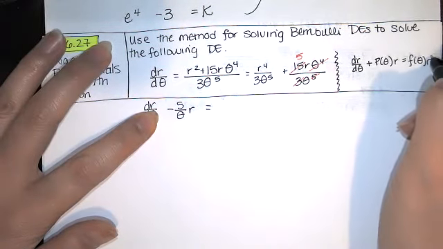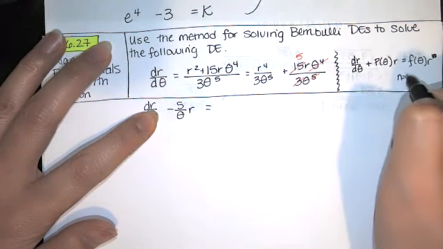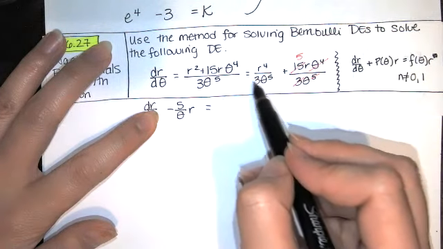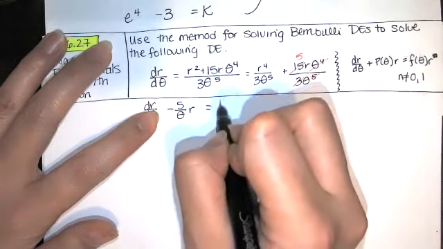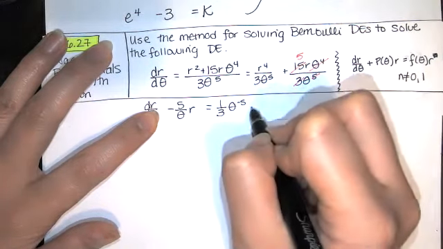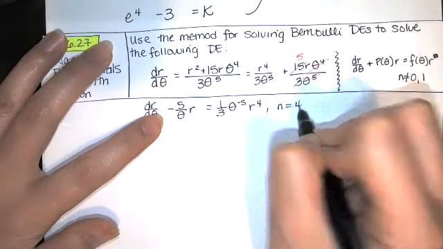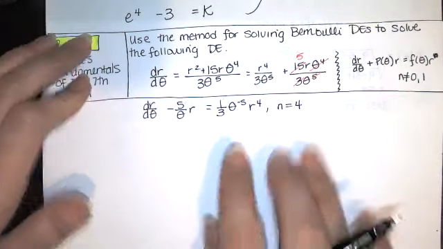Oops, for a Bernoulli equation, we should have an r to the n on the far right, with n not equal to 0 or 1. So I want to write this as a function of theta times r to the 4th in this case. So I'd factor out that 1/3, write that as a theta to the negative 5th, and then I've got an r to the 4th right there. So this is Bernoulli. It has that form with n equals 4. Okay, so let's solve our Bernoulli equation.